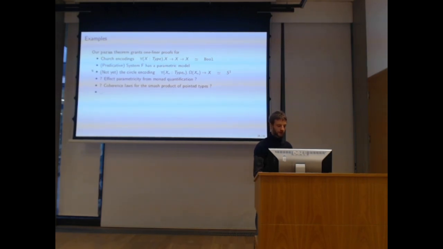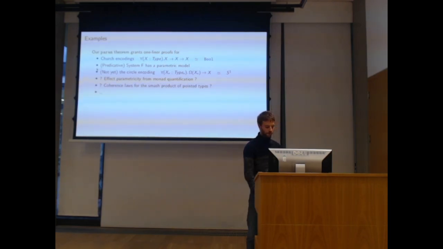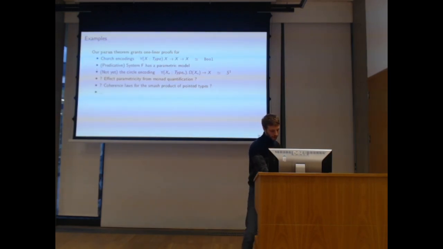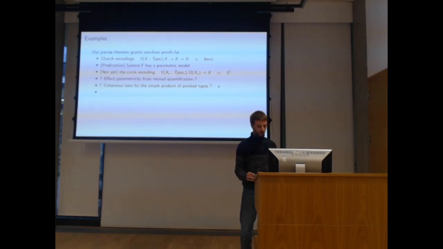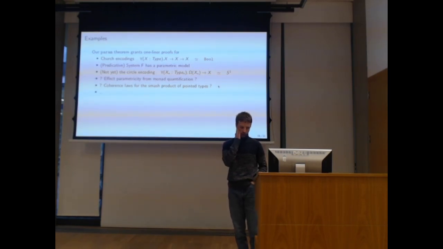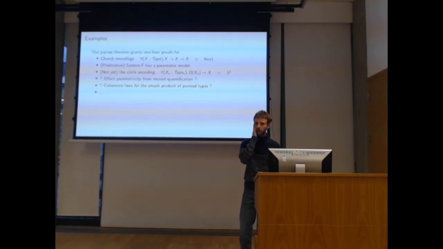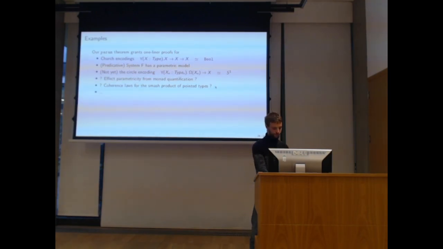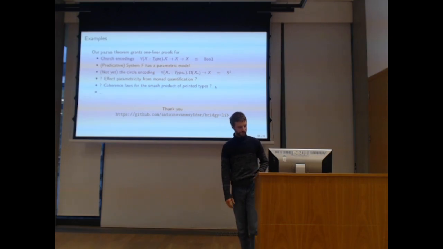And also, I would like to explore other examples. For instance, I think it might be interesting to see what happens when we quantify our monads. Do we get some kind of effect parametricity? I would expect so. And also, in the CH paper, they have a proof that the smash product of pointed types satisfies associativity and the pentagon. And this proof comes for free. This is something I would like to achieve as well. It could be cool to have such a formalization. And with that, I'm going to thank you.